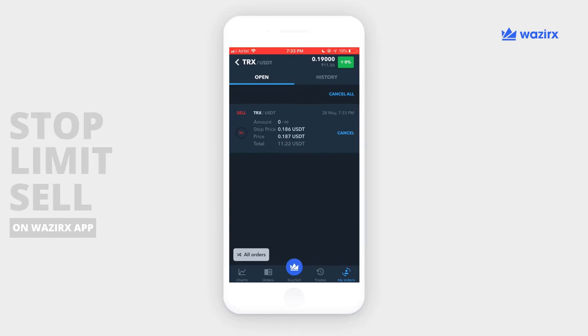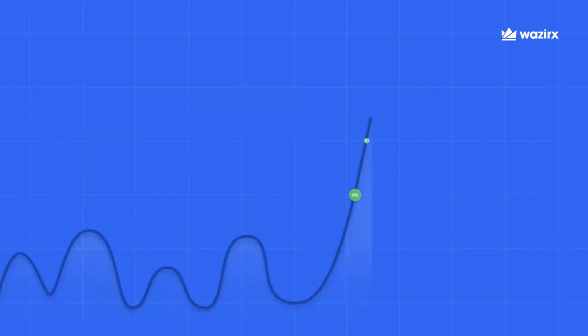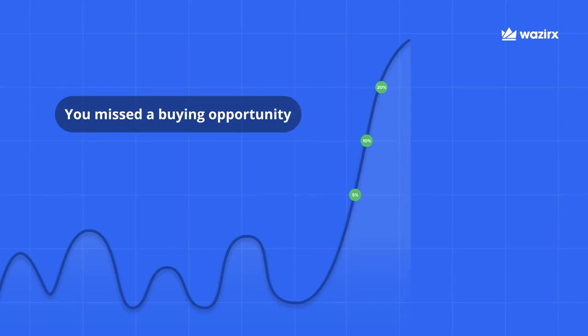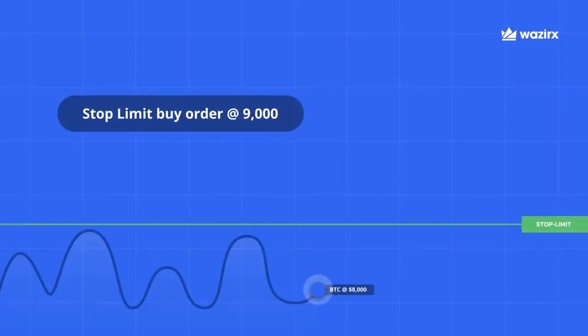Now let's find out how you can grab a buy opportunity using a stop limit order. Let's say Bitcoin prices suddenly break out and it goes above 15,000 and you are sad about missing a great buy opportunity. Here again you can use stop limit to avoid something like this happening. Now let's say when Bitcoin was at $8,000 you had a gut feeling that if it goes beyond 9,000, it will surely break out above 15,000. So now what you can do instead is place a stop limit order at 9,000.